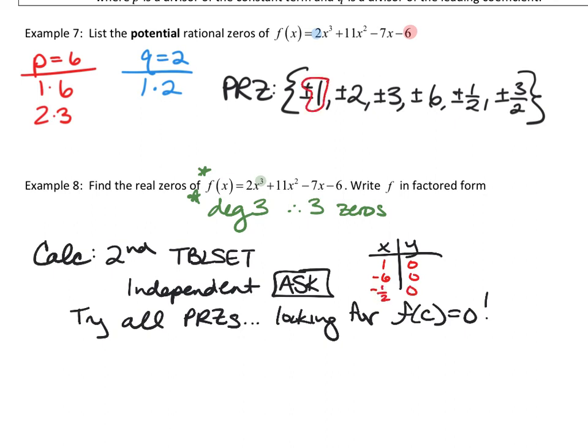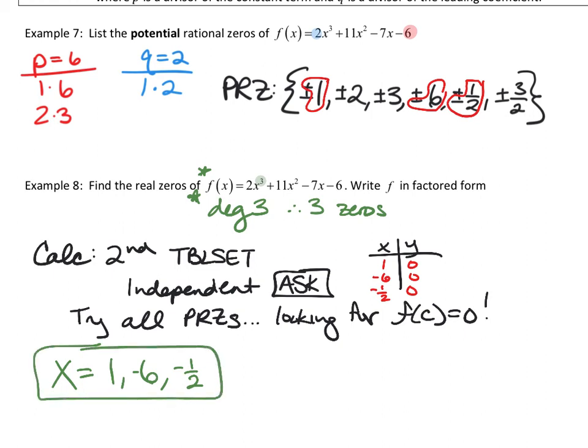So we would say 1, negative 6, I like to circle them up here, and then negative 1/2. So my zeros, using the calculator to eliminate options off of my potential rational zeros, we know that the solutions are 1, 6, and negative 1/2. Sorry, negative 6. Those are my zeros, which means the factored version of f of x is just the factors using those zeros. So x minus 1, x plus 6, and 2x plus 1.